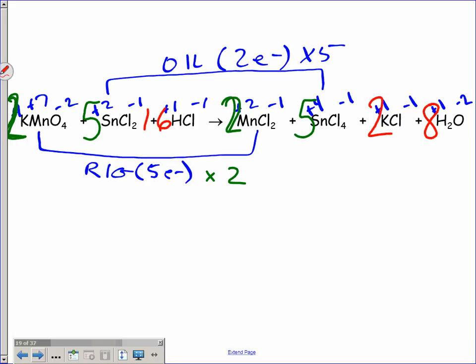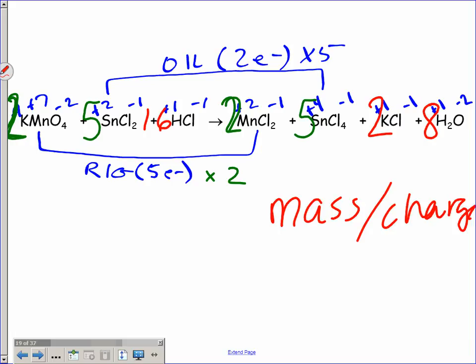I need to double check my chlorines are right, because I know I just added some chlorines over here. How many chlorines total over here? 26. 5 times 2 plus 16, 26. How many chlorines over here? 26. Okay. 2 times 4. So 2 times 2 is 4. Plus 20 is 24. Plus 2 is 26. Score. We never had to change the coefficients of our pre-balanced electrons, correct? We're good. This is basically balancing mass and charge, or atoms and electrons. That's what we're doing here. That's why it's different than what we did before.